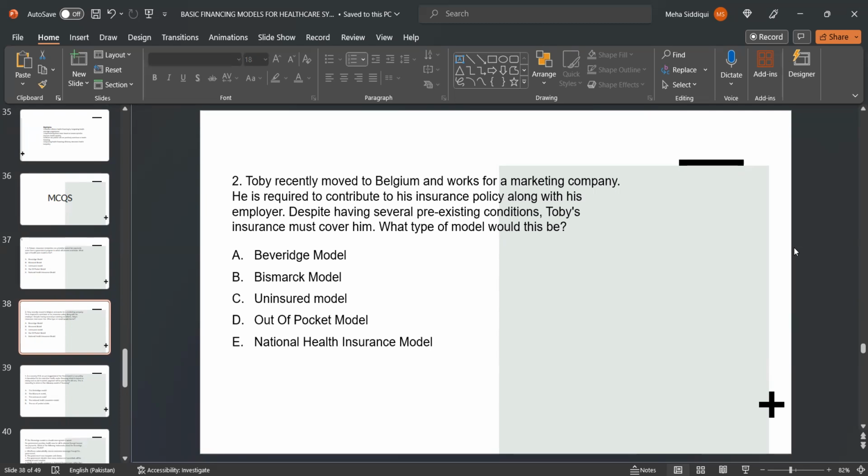MCQ number 2. Toby recently moved to Belgium and works for a marketing company. He is required to contribute to his insurance policy along with his employer. Despite having several pre-existing conditions, Toby's insurance must cover him. What type of model would this be? Beveridge model, Bismarck, uninsured model, out-of-pocket model, national health insurance model?